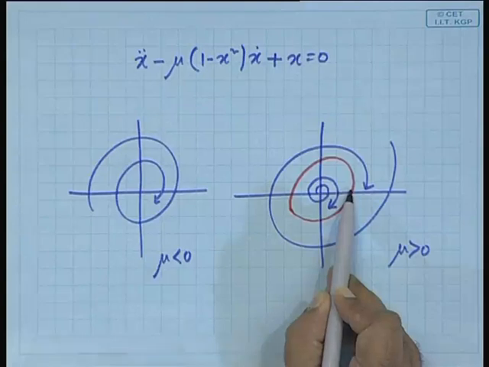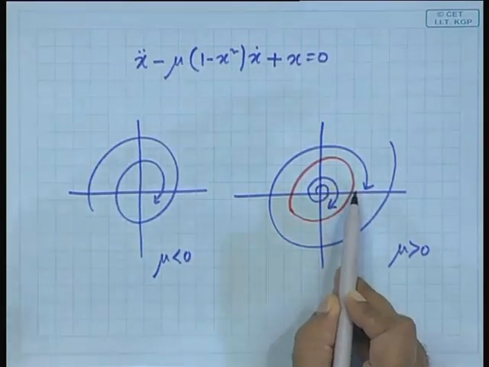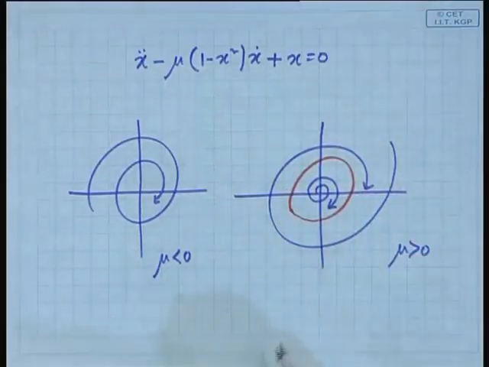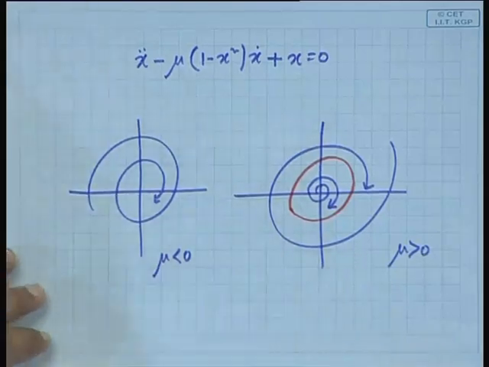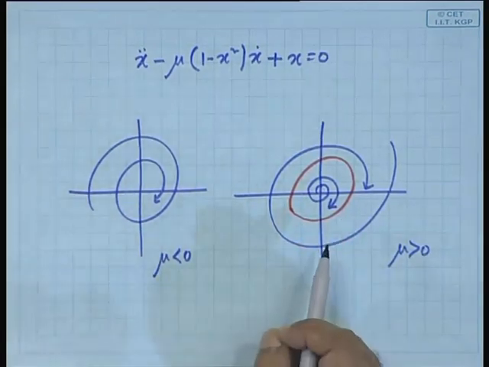Check that once. I mean, both have to be in the same direction. It cannot be that the inner one is counterclockwise and the outer one is clockwise. That is not possible. Why not possible? Because as you come very close to this, if you take a slight perturbation this way and a slight perturbation that way, they cannot lead to opposite vectors. That is why they have to have the same kind of rotation. Fine. So, this is the example of a limit cycle.